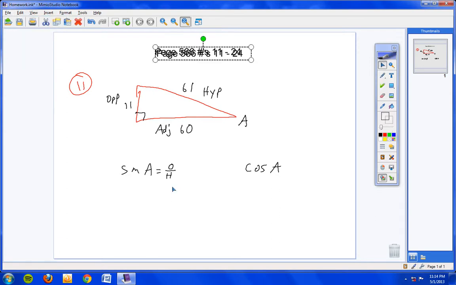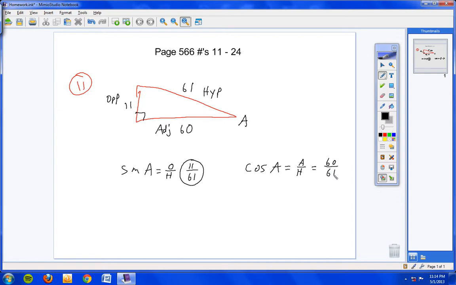So, opposite over hypotenuse, your opposite side is 11 and your hypotenuse is 61. Now, if you try to reduce that, you cannot reduce it, so that's your final answer. All right, let's find the cosine of A, adjacent over hypotenuse. Adjacent would be 60, hypotenuse would be 61. You cannot reduce it, so that's your answer.